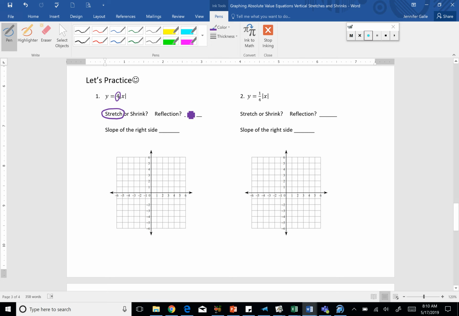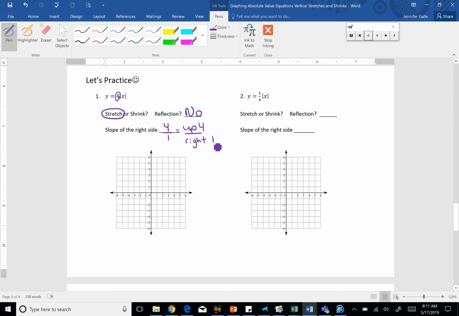No. Why won't this one reflect? What do we need to have a reflection? We need a negative sign to have a reflection. Awesome. And then, last but not least, before we graph, what's the slope of the right side of our V going to be? Slope of the right side of the V is going to be 4. Now, if we want to, we can make some little notes here. Since it is the right side, when we make our movements, we have to make sure we're staying on the right. So for a positive 4, we're going to go up 4, and we're going to go right 1.